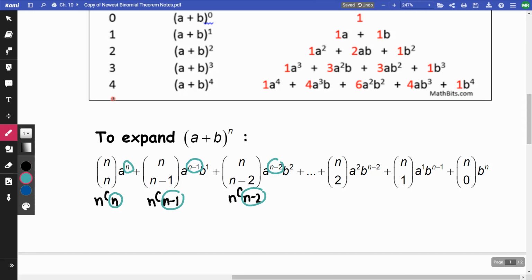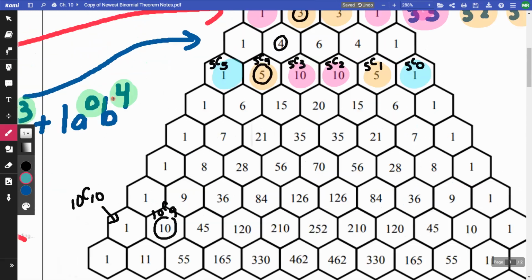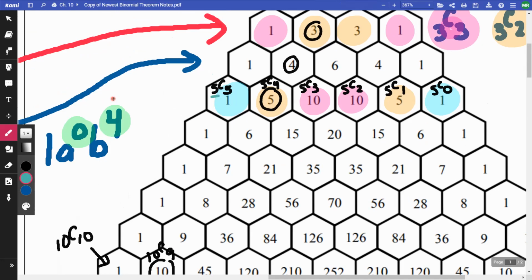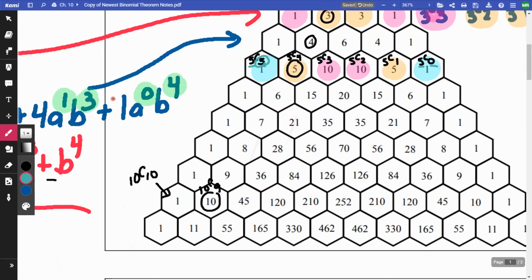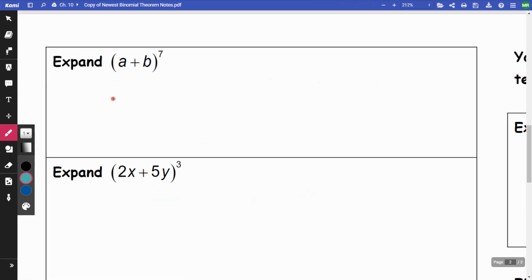Okay. And that's why when I was writing this, I personally like to start with it being 5 choose 5 as opposed to 5 choose 0. So that 5 is going to match my lead coefficient's exponent. Okay. So let's try to do some expansion.